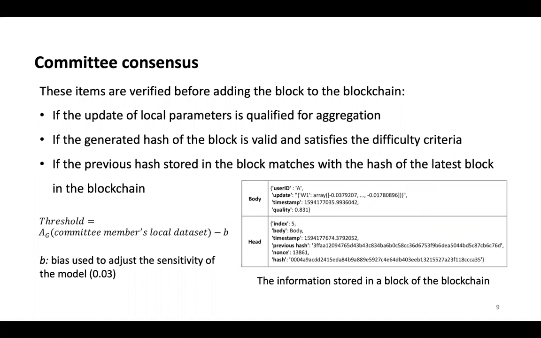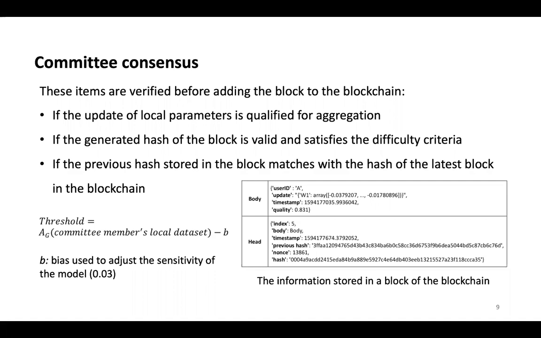Especially for the consensus, the committee will conduct a process called proof of work, where these items will be verified before adding the block to the blockchain. First, if the update of local parameters is qualified for aggregation. Second, if the generated hash of the block is valid and satisfies the difficulty criteria. And finally, if the previous hash stored in the block matches with the hash of the latest block in the blockchain.